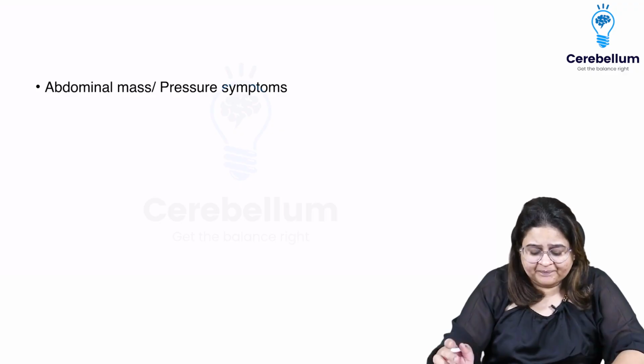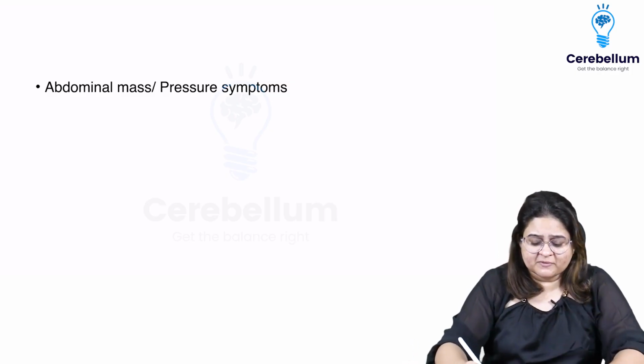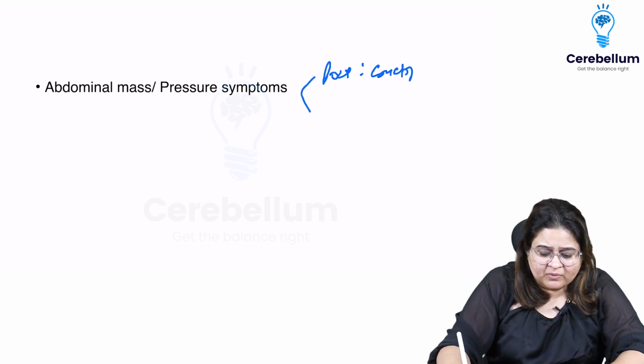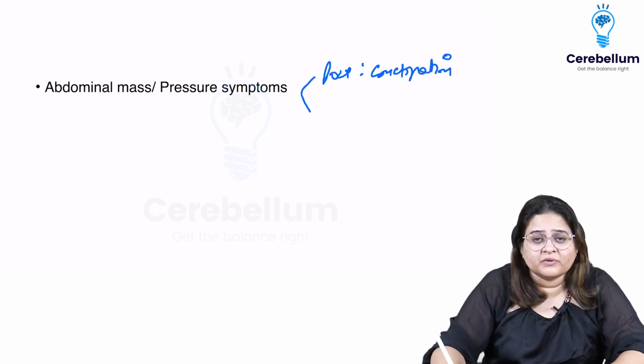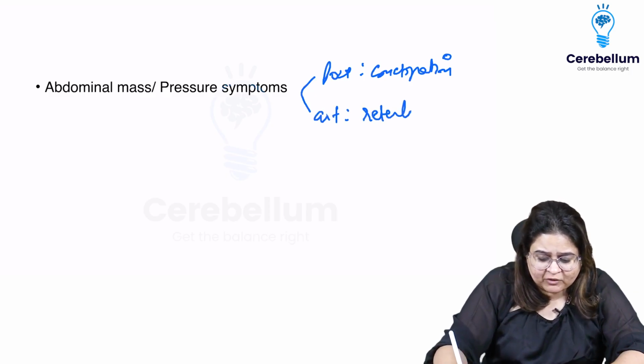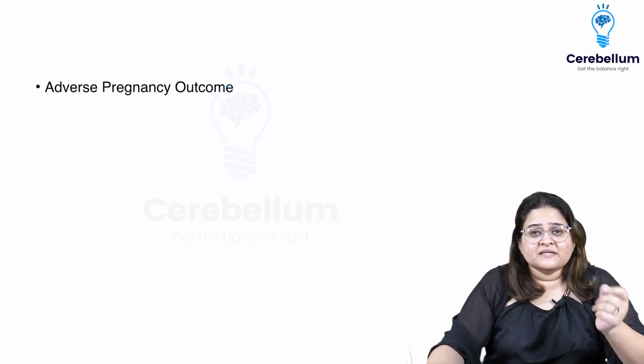This is very important. They may present as an abdominal mass, with pressure symptoms. If it's a posterior fibroid, they usually present with rectal symptoms or bowel symptoms, and constipation is a common complaint. If it's an anterior fibroid, they usually present with retention of urine or frequency of urine because they keep pressing on the urinary bladder. Pregnancy and fibroids.